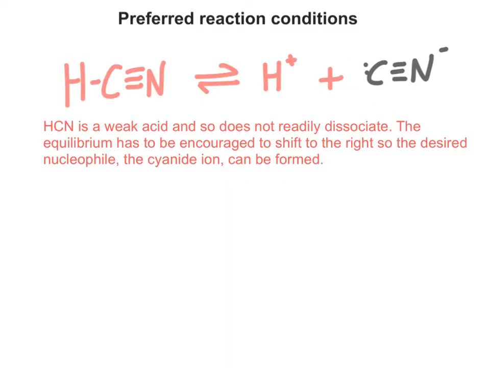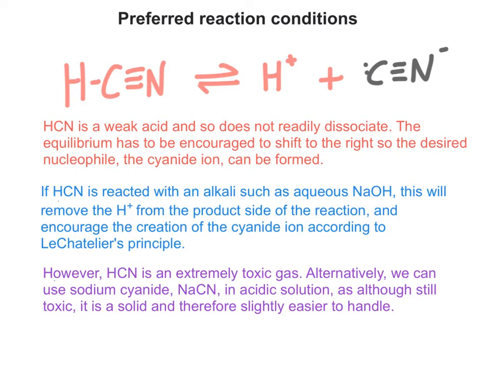A slight problem with making the cyanide ion, C triple bond N, is that its creation from hydrocyanic acid, or HCN, is in equilibrium. It's a weak acid, so it doesn't readily dissociate. So we have to try and encourage the equilibrium to shift to the right so the desired nucleophile is actually formed. I've highlighted it here in black. If we react the HCN with an alkali, what that does is it forces the equilibrium to go to the right, because it's removing H+ ions. So if it's removing H+ ions, forcing the equilibrium to go to the right, it's also forcing it to make more cyanide, which is what we want.